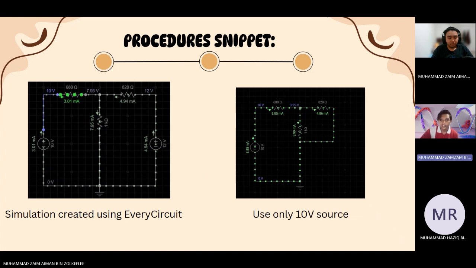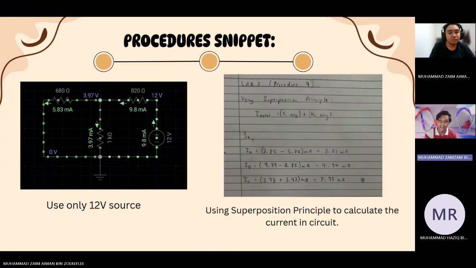Okay, this is the simulation I made to do this lab. I created the simulation in the EveryCircuit application, and on the right we can see that I have removed the 12-volt power source and used only a single power source, which is 10-volt, and you can see the reading there. All right, next.